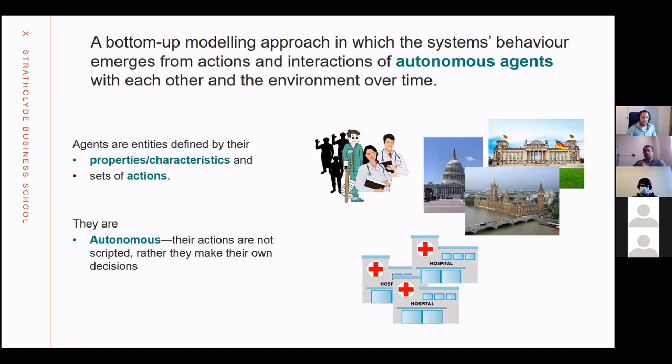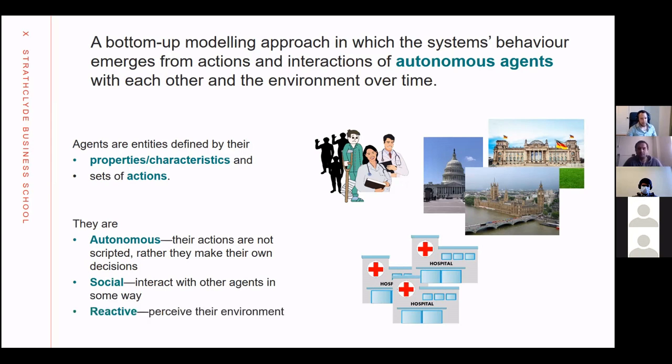In agent-based models, one of the unique characteristics is that our entities are autonomous. That means their actions are not scripted; rather, they make their own decisions. We'll take a look in a bit at how we model those decisions and how they make them based on information they perceive about themselves as well as about their environments. They are social, so they interact with other agents in some way. And they are reactive, so they perceive their environment. All of that information helps them make those autonomous decisions.